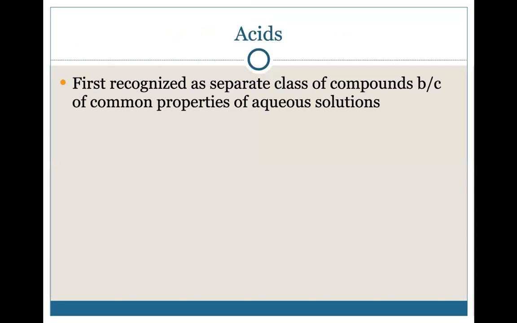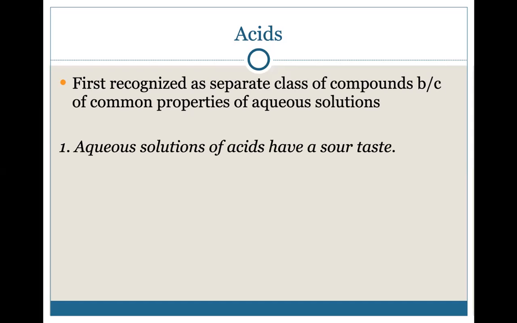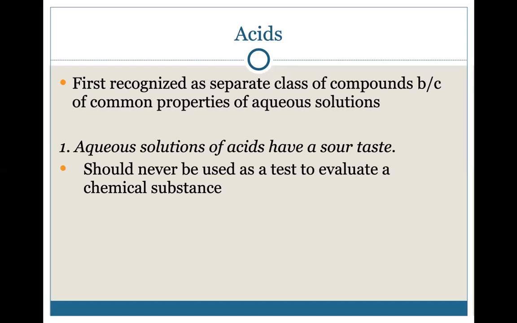All right, so going through acids first, they were first recognized as a separate class of compounds because of the properties that they have when they are in aqueous solutions. So property number one, of course, is a sour taste, although this should never, ever be used as a test to evaluate a chemical substance. You don't ever want to use tasting or even smell.